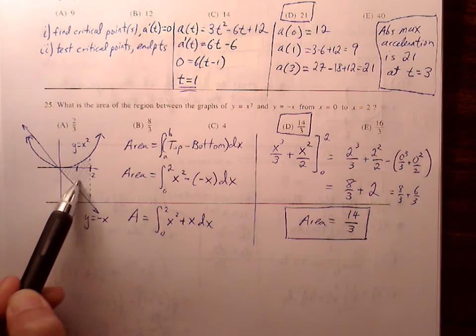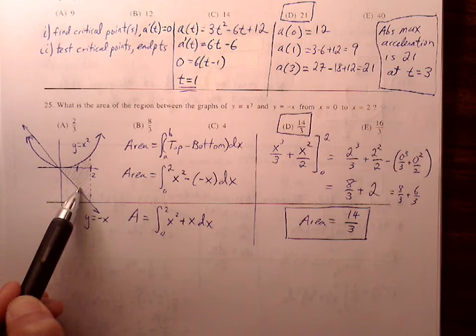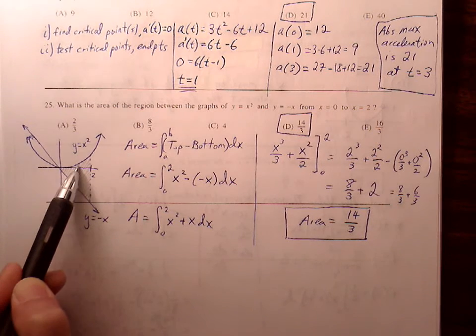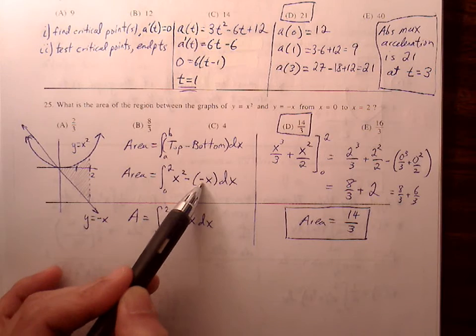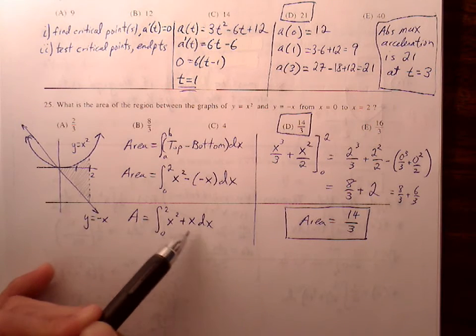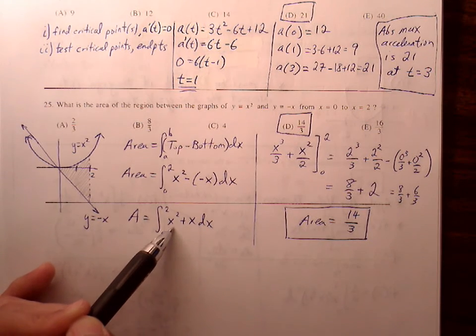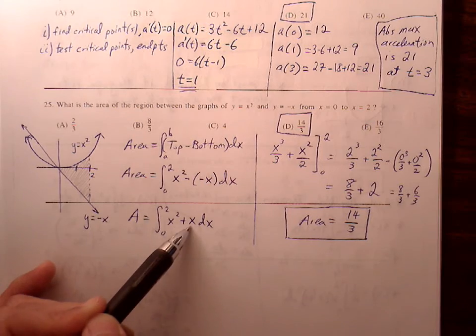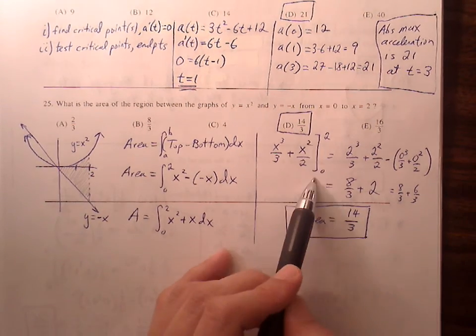If I want to find this region, everything is in function form, so I'll go ahead and do top minus bottom. The top function is the x squared, the bottom function is negative x, so x squared minus negative x, that becomes x squared plus x. And if we want to find the definite integral, we have to first evaluate the antiderivative. So go through power rule, x squared becomes x cubed over 3, x becomes x squared over 2. Then we plug in our upper and lower bound.